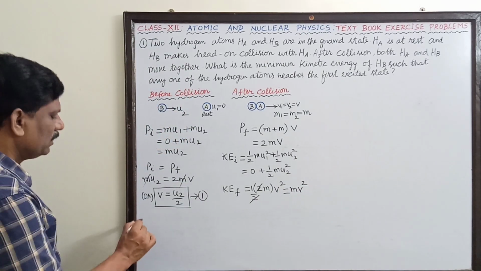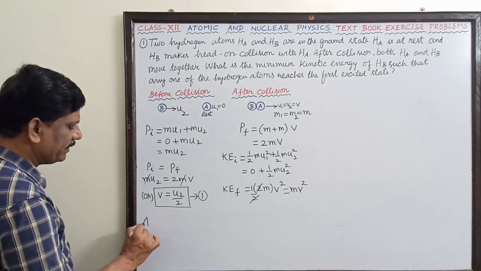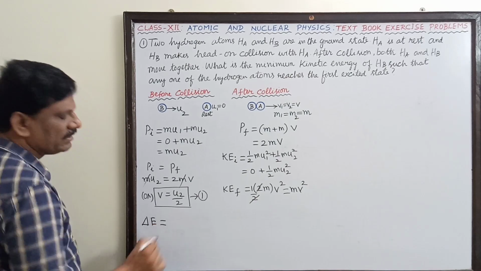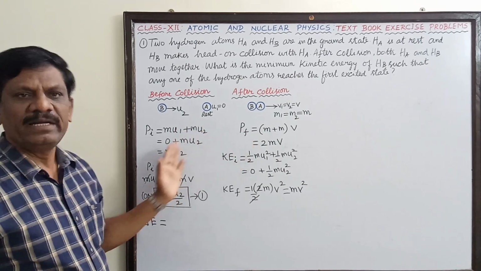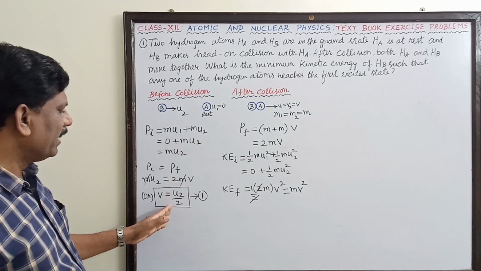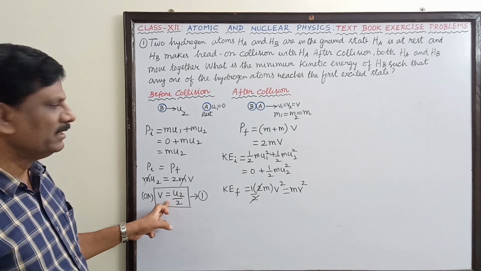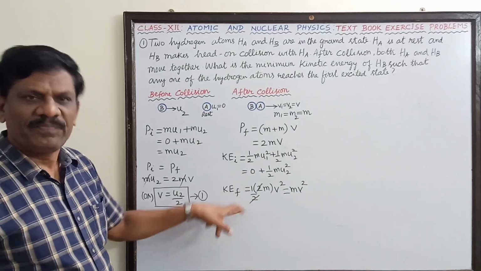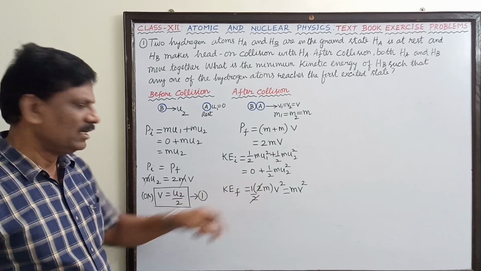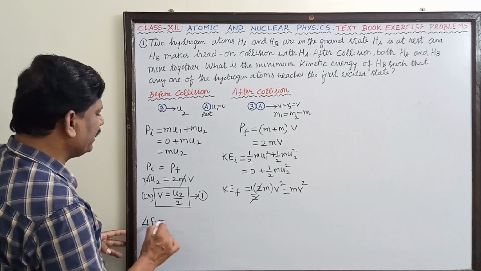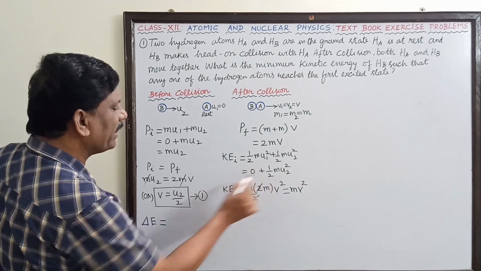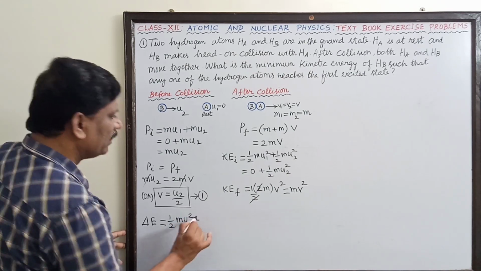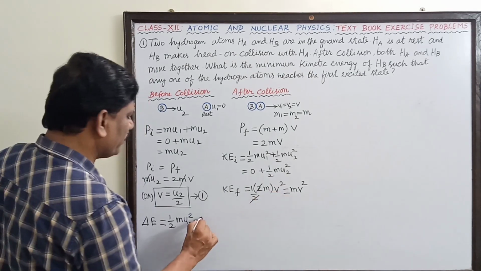Okay. Now the difference in kinetic energy can be taken as delta E. So delta E is equal to the change in kinetic energy. Before collision, it has a higher kinetic energy. After collision, the energy is lesser. Kinetic energy is lost. So I will take the change in kinetic energy equal to initial kinetic energy, that is half m u2 square, minus half m v square.